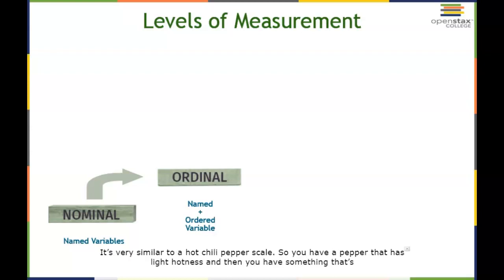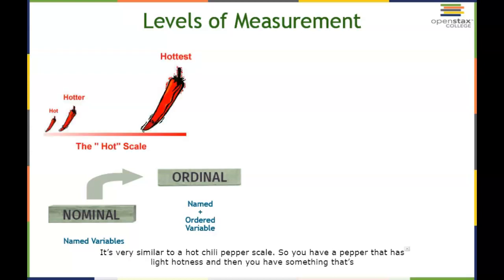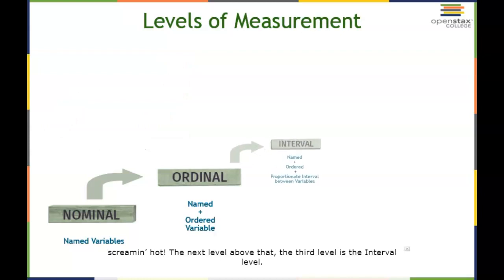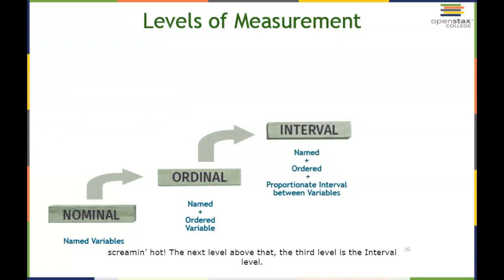It's very similar to a hot chili pepper scale. So you have a pepper that has a light hotness, and then you have something that's screaming hot. The next level above that, the third level, is the interval level. And these kind of grow on themselves.